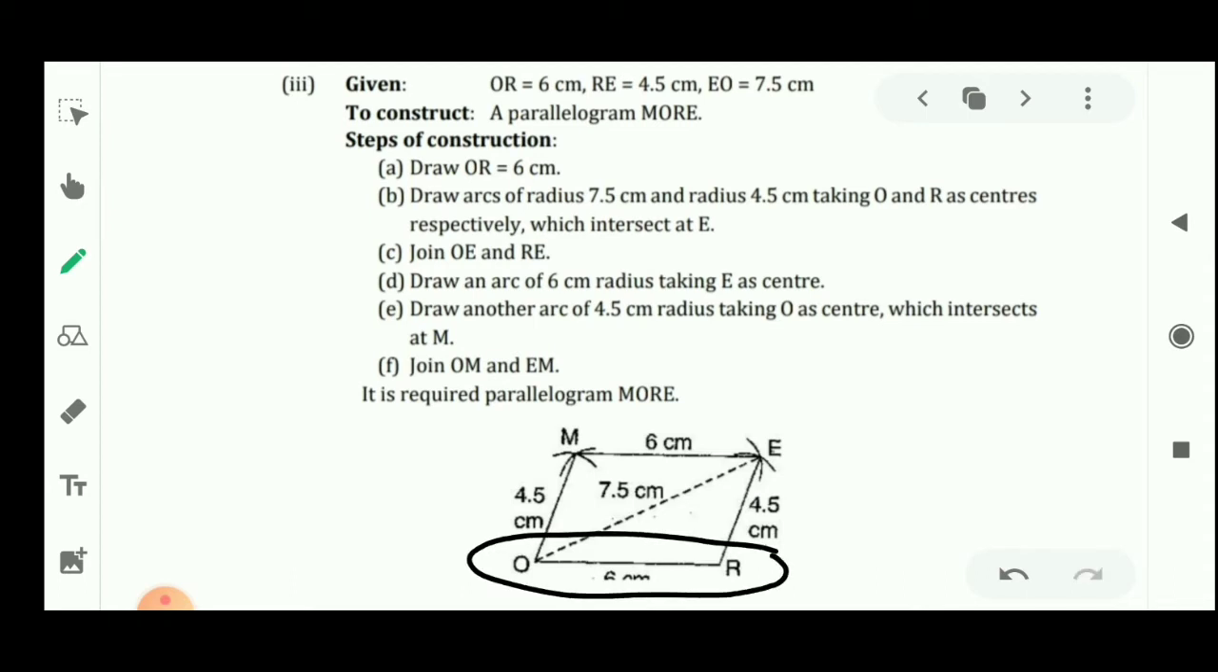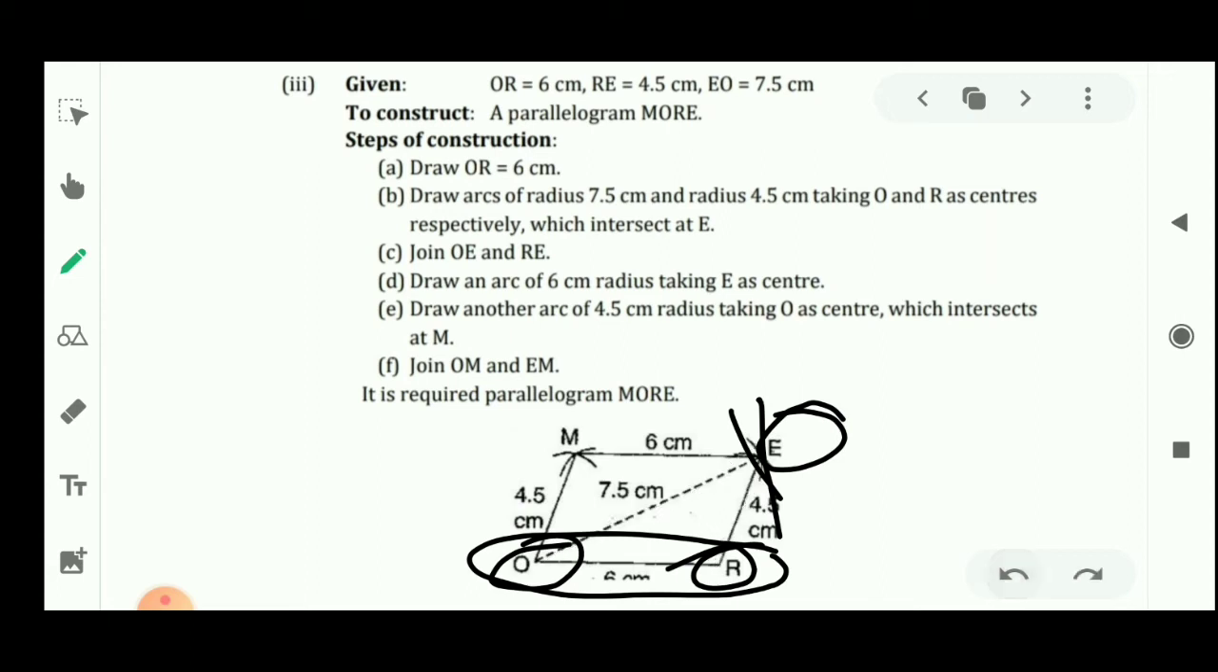Now put your compass point on R and draw an arc of 4.5 centimeter like this. Then put your compass point on O and draw another arc of 7.5 centimeter like this, which cuts the previous arc at point E. Then join OE and ER like this.